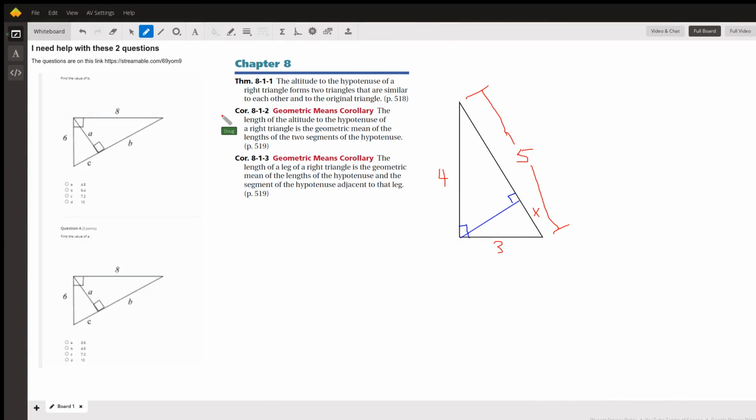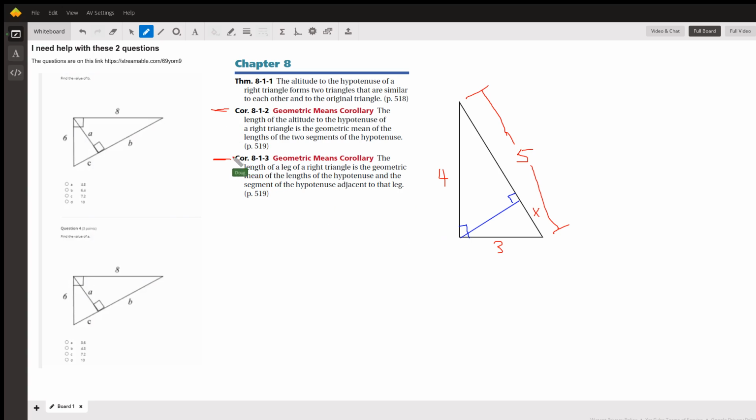Okay, to solve these two problems, we're using these two corollaries from geometry, where we have a right triangle and we have an altitude onto the hypotenuse from the right angle. That creates similar triangles and allows us to deduce these two corollaries.